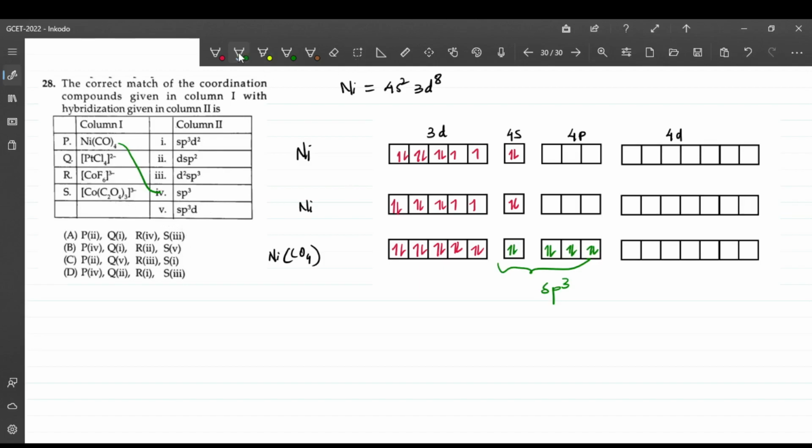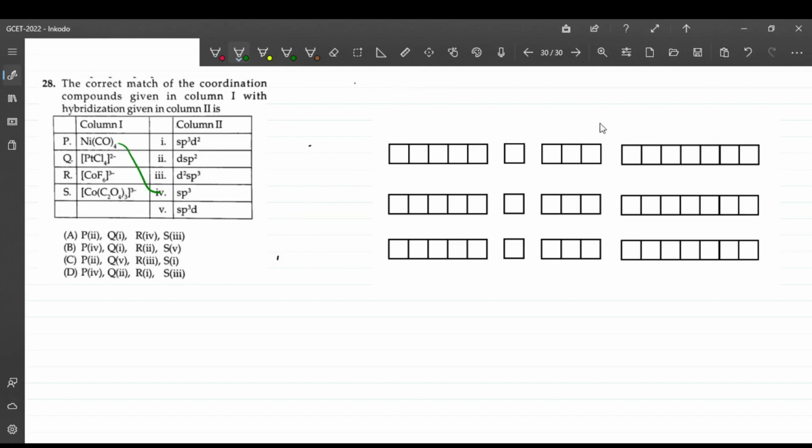Okay, let's clean this. We'll do it for platinum chloride. What happens is, when you have 4 ligands connected, it is either sp3 or dsp2. This is the hybridization. Now coming to this platinum.